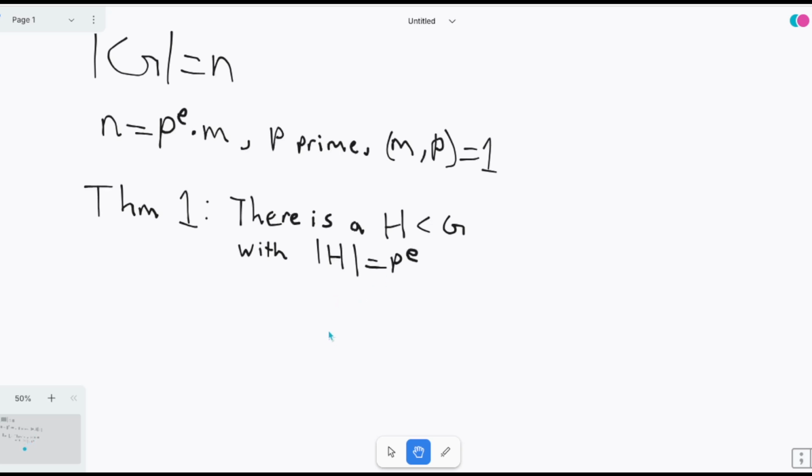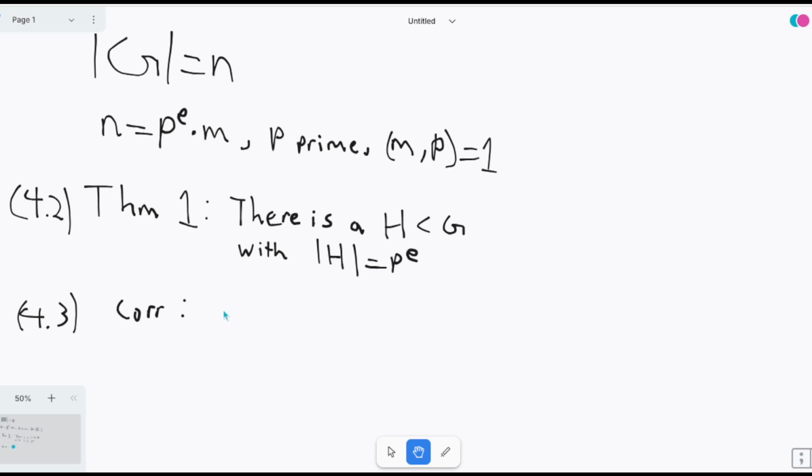An immediate consequence of this is a corollary. I'll add the numbers that they give you in the book for clarity too. This is theorem 4.2, and this is corollary 4.3. I labeled theorem 4.2 as theorem 1 because it's called the first Sylow theorem. And if you look it up, that's what you'll find it called: Sylow theorem 1, Sylow theorem 2, Sylow theorem 3.